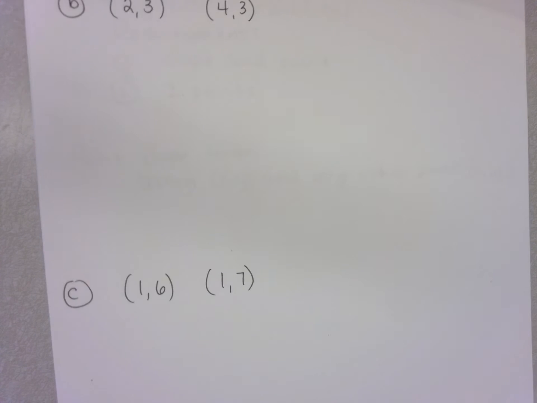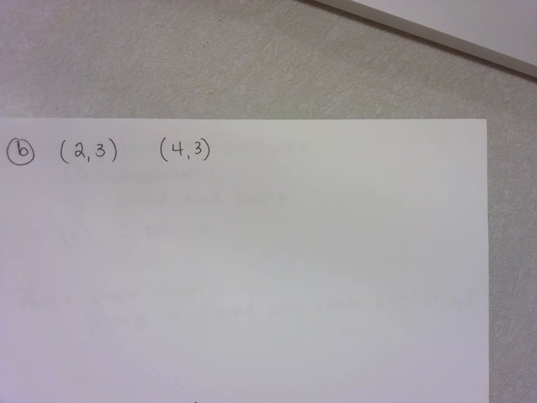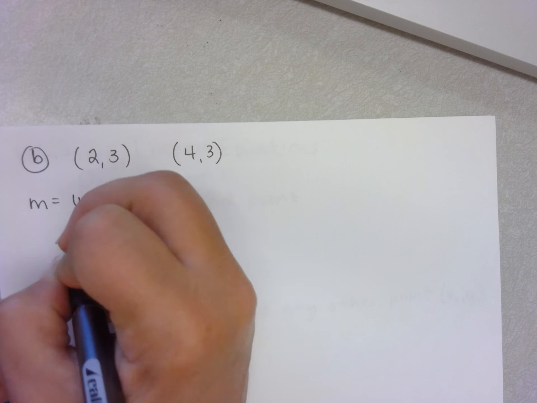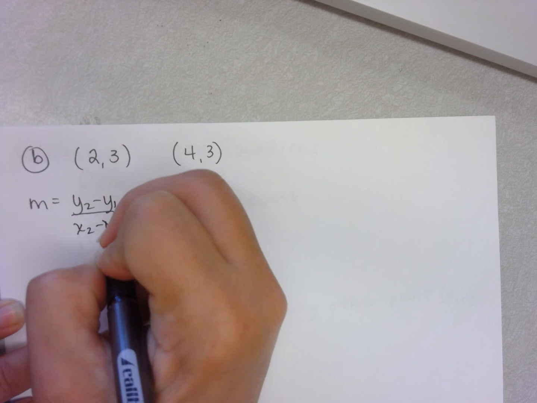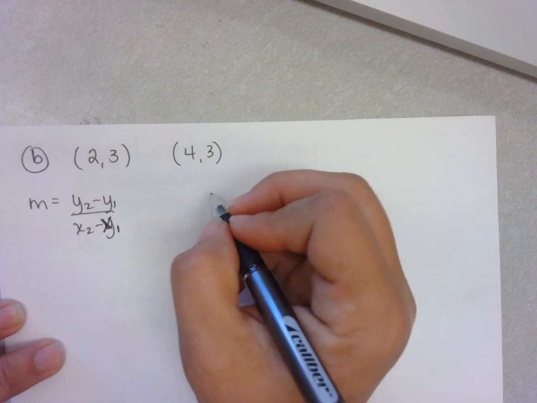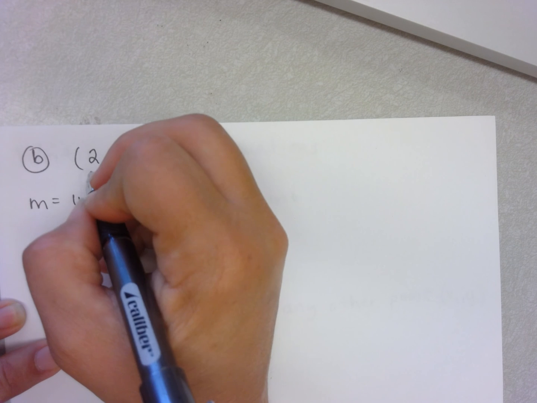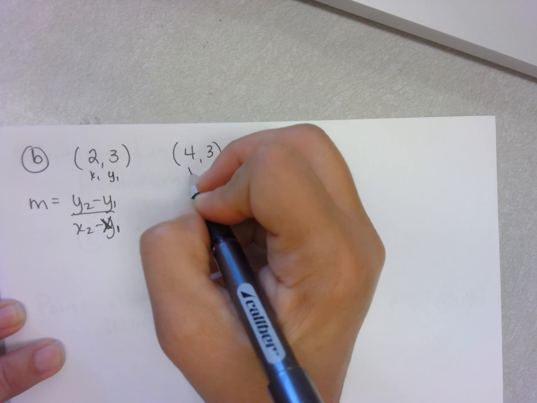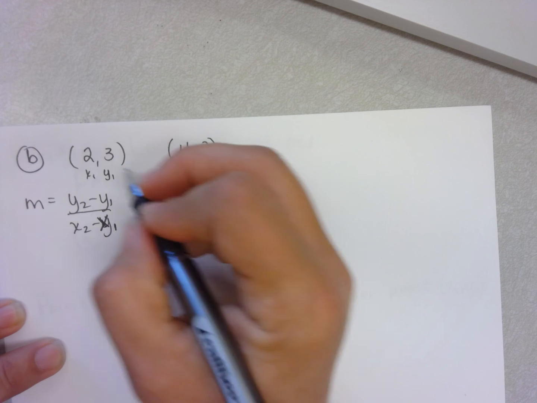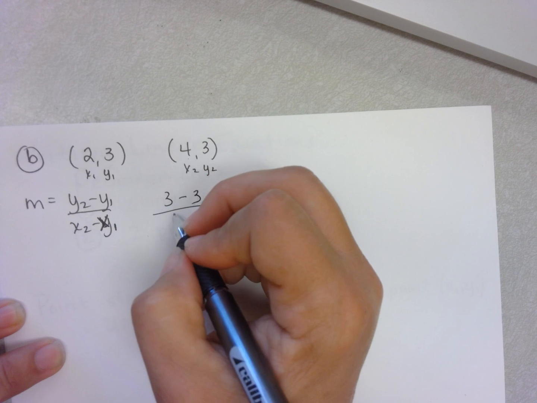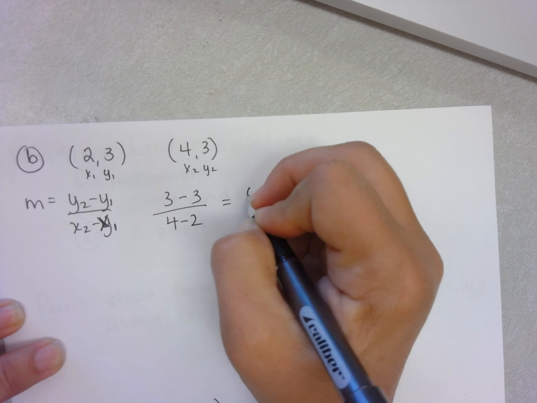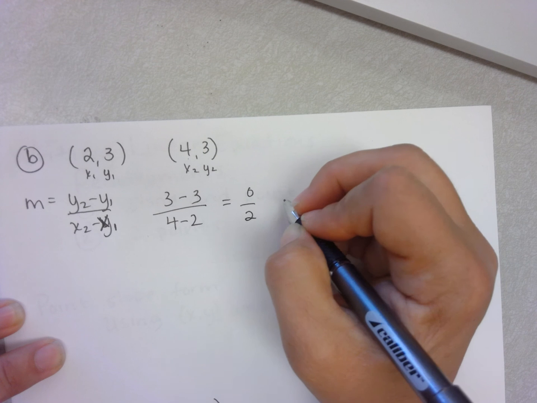Let's do one more slope, or actually just a couple more. Just to remind me, this is my slope equation. So let me choose, I'll just label them because this is the way they present themselves to me. So y2 is 3, y1 is 3, x2 is 4, and then x1 is 2. So I end up with 3 minus 3, which is 0 over 2. This means my slope is 0.